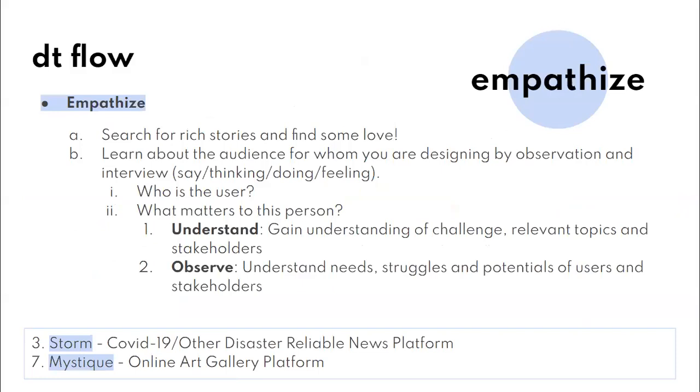the specifics briefly, for us, we're searching for rich stories and to find some level of love. We want to learn about the audience for whom we are designing by observation and interviews. We're looking at what they're saying, what they're thinking, what they're doing, and what they're feeling. All of those four aspects come through interviews. And I can't stress enough the importance of the interview. Interviews take up the bulk of this process.